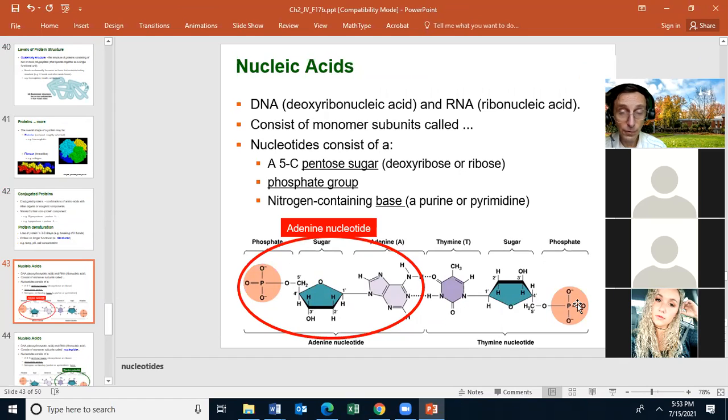There are 2 main nucleic acids, DNA and RNA. DNA stands for deoxyribonucleic acid. RNA stands for ribonucleic acid. All of these consist of monomers that we call nucleotides. A nucleotide is a molecule that has a sugar moiety in it, and it's a 5-carbon pentose sugar. For RNA, it's ribose. For DNA, it's deoxyribose. There will also be a phosphate group attached to the sugar moiety, and then a nitrogen-containing base attached to the sugar moiety.